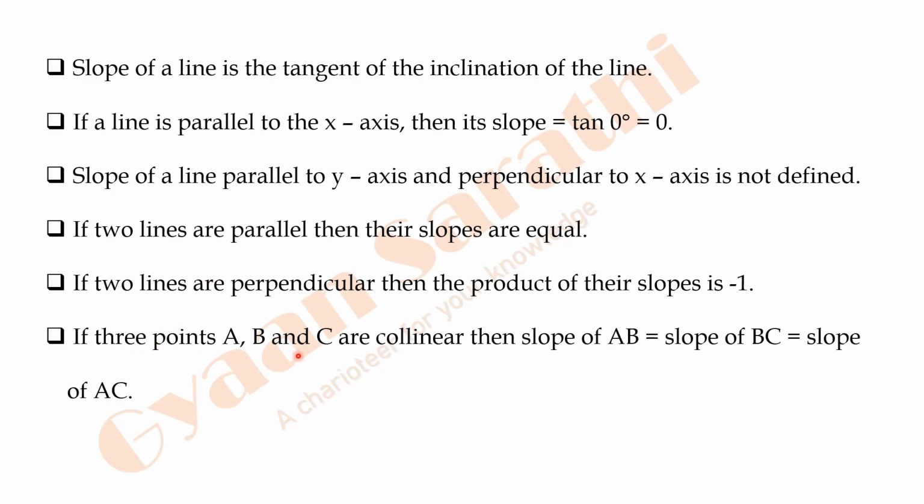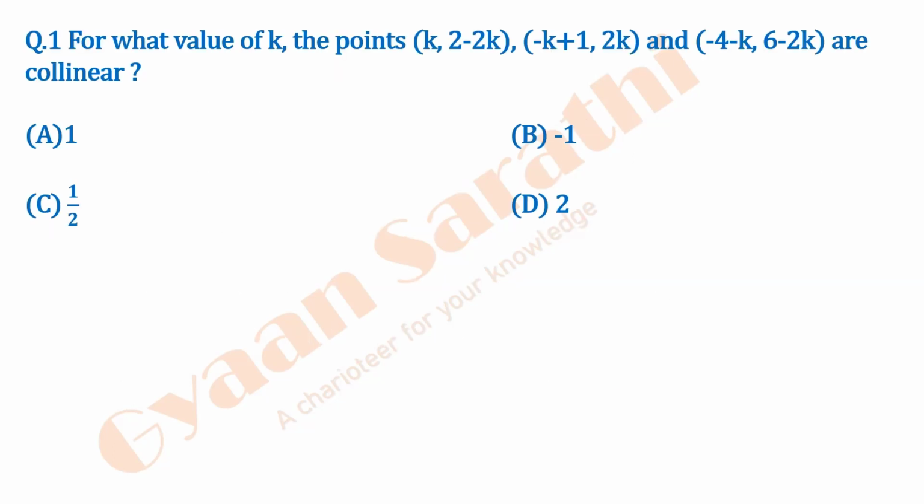If 3 points A, B, C are collinear, then slope of AB is equal to slope of BC is equal to slope of AC. This is understood as, if I draw 3 points which are collinear, it means we are talking about only one line. So if we talk about slope of any, considering any 2 points on the line, then the slope will always be equal. Moving ahead, we have a question.